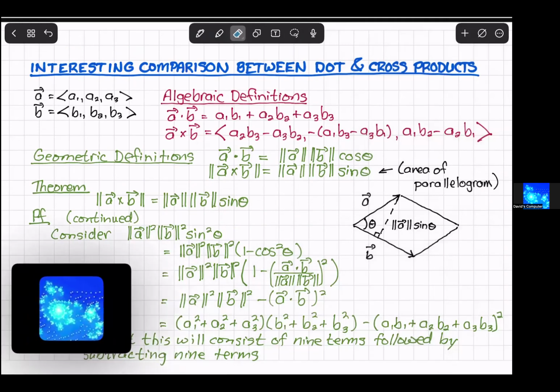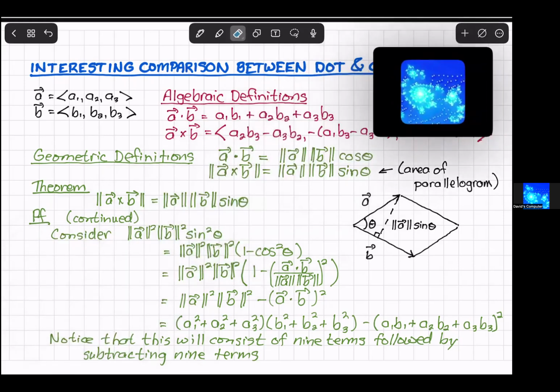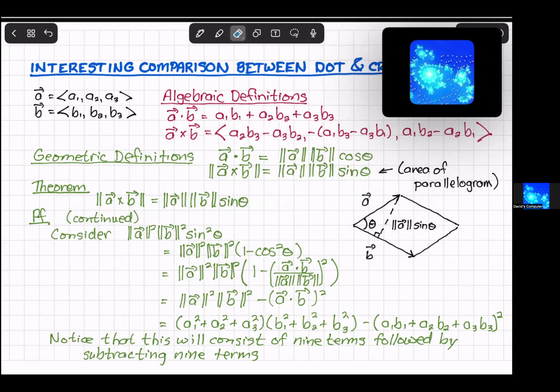So we understand that the magnitude of A cross B represents the area of a parallelogram. The base is the magnitude of B, and the height is the magnitude of A times the sine of theta. So let's examine mag A squared, mag B squared, sine squared theta. Replace sine squared with 1 minus cosine squared. Replace cosine squared with A dot B over mag A mag B squared. And distribute. So now our expression is mag A squared mag B squared minus A dot B squared.